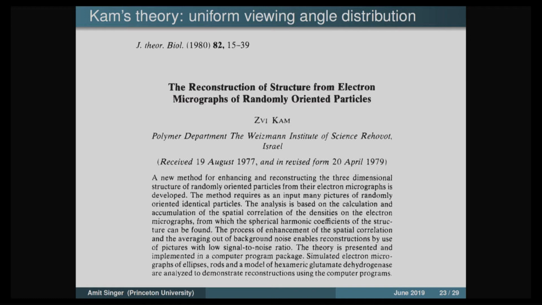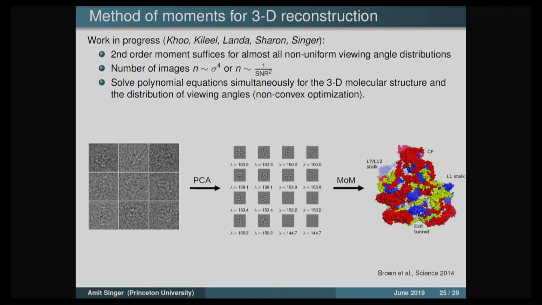You are missing, for every order of spherical harmonic, some orthogonal matrix. And then you have to go to, say, third order moments. But if the distribution is non-uniform, then you can also try to solve for the distribution of viewing directions, and hopefully it will couple together all the different spherical harmonic coefficients. And that's something that we're currently developing, so this is work in progress, also with Juha, who's sitting over there.